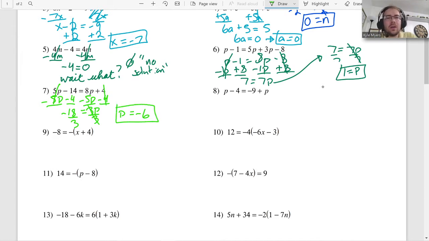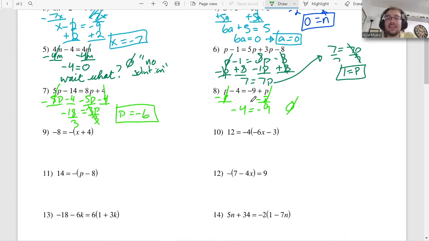There we go. All right, here's another one of those things. Look at that. This is exactly like the one we just did before. The p cancels, and I get negative 4 equals negative 9. And I can stop there. Boom, no solution. That's it. If the variable cancels on both sides and you only have numbers left, then there's actually 2 options. So far there's only been one of the 2 options. If both of the letters cancel and you just have the numbers, then the equation is either always true or never true.